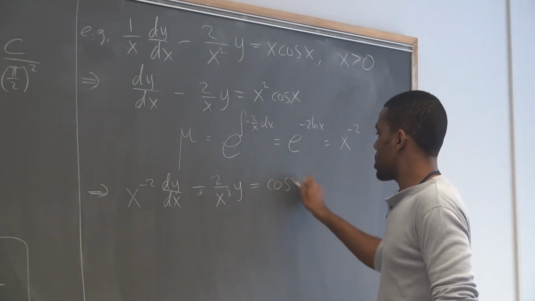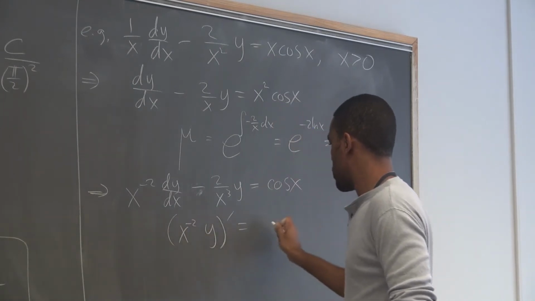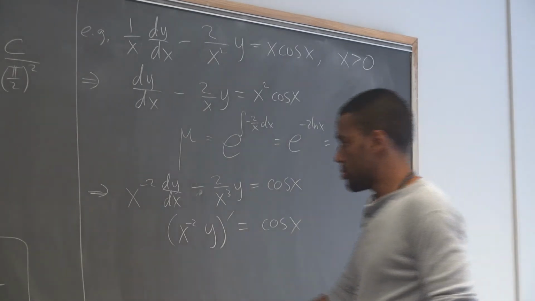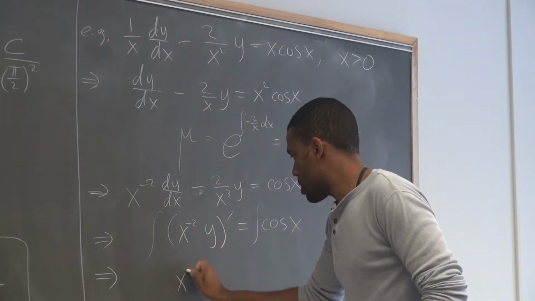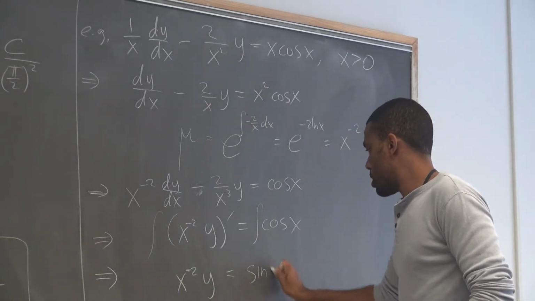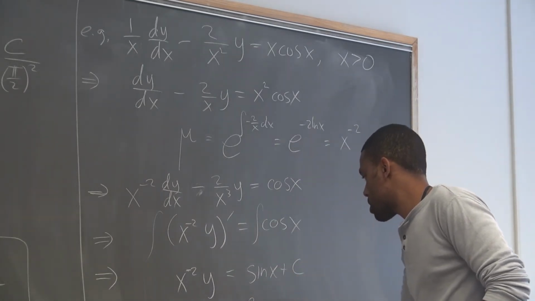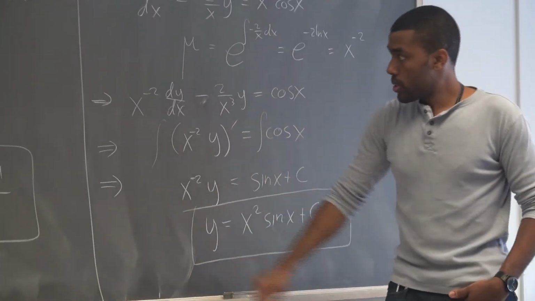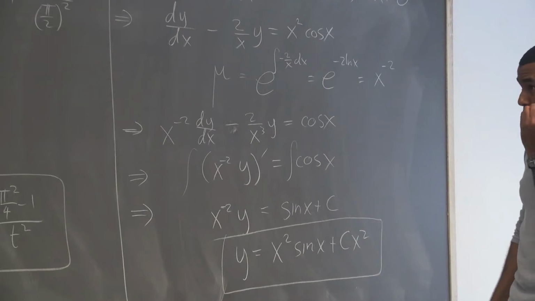x to the minus 2 just gives me cosine here. And so this side would be x to the minus 2 times y, all prime, equals cosine x. And that one's not so bad. You integrate both sides. This will give you x to the minus 2 y equals integral of cosine, sine. And so y would be x squared sine x. That would be the general solution. Right. E to the integral of that. Right? Don't forget that. It's pretty important.